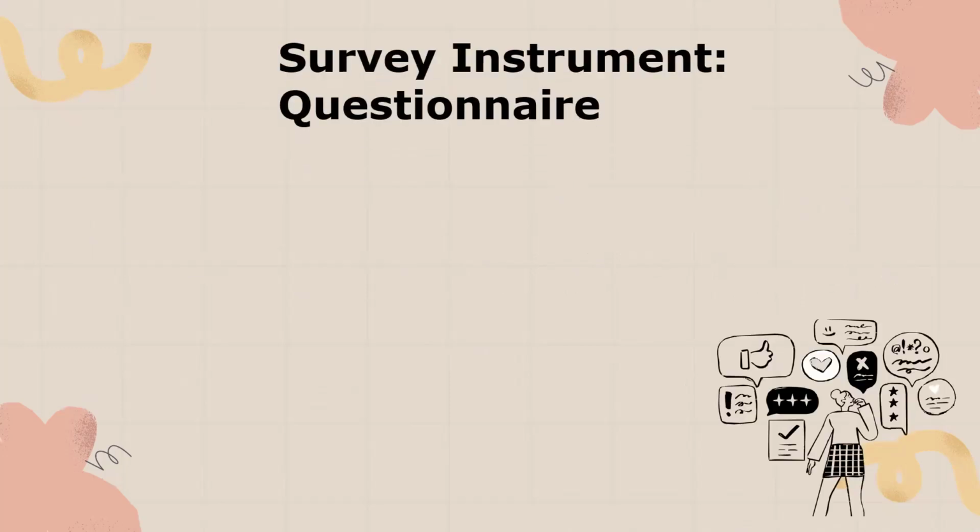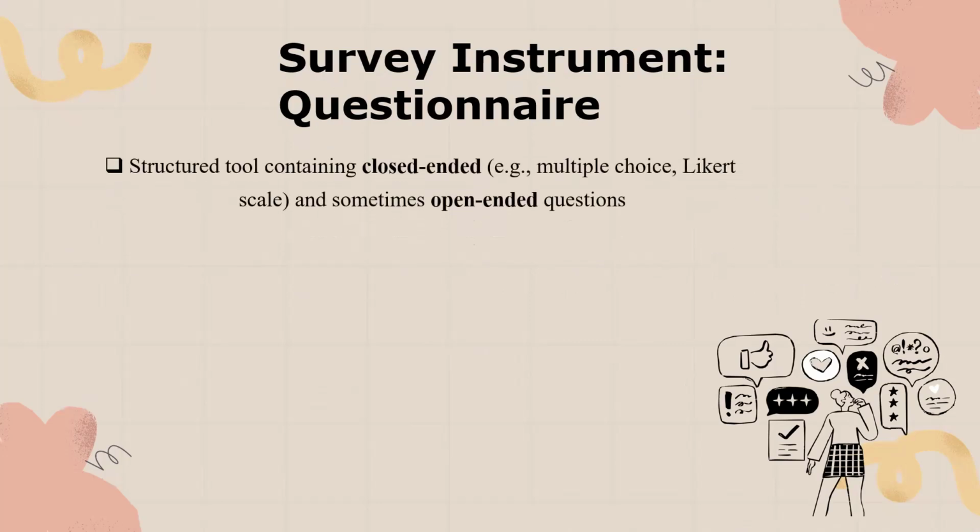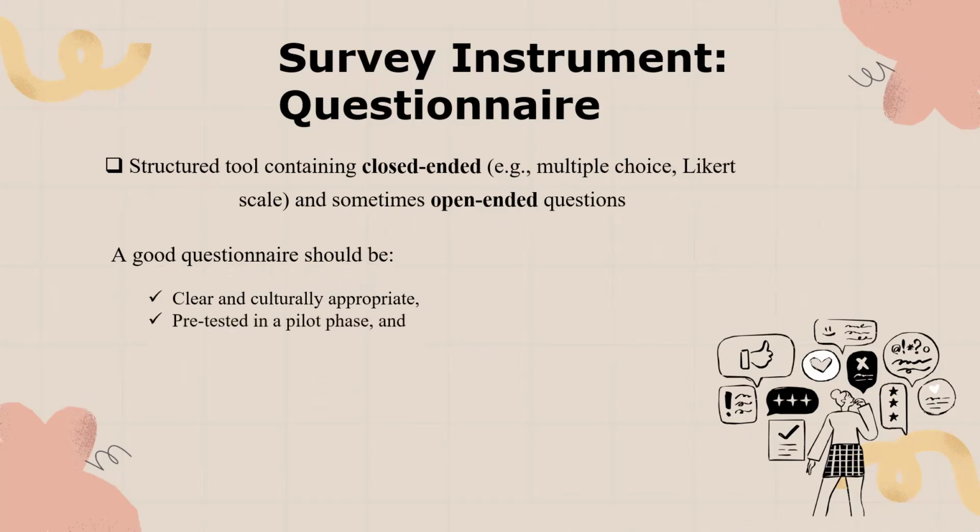Now I talk about the survey instrument, the questionnaire. The key tool in any survey is the questionnaire. A questionnaire is a structured set of questions, mostly closed ended like multiple choice or Likert scale questions, though it may include some open-ended ones too. But a good questionnaire must be clear and culturally appropriate, pre-tested during a pilot phase, and designed with ethical considerations like getting informed consent from participants.